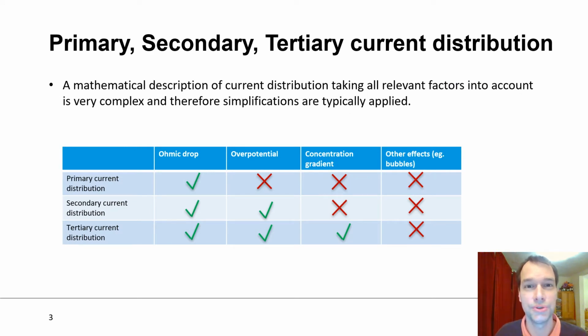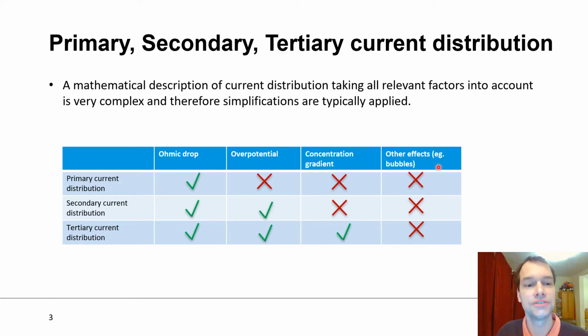Describing a current distribution in an electrochemical cell is not straightforward. You need to take into account a lot of effects, such as the ohmic drop, the overpotential, the concentration gradient, and the other effects. Now, if you really want to take all these effects into account, this leads, for any electrochemical cell, to a very complex mathematical puzzle, which is basically unfeasible. So therefore, in current distributions, we typically simplify.